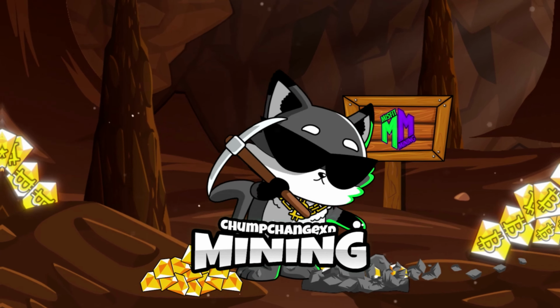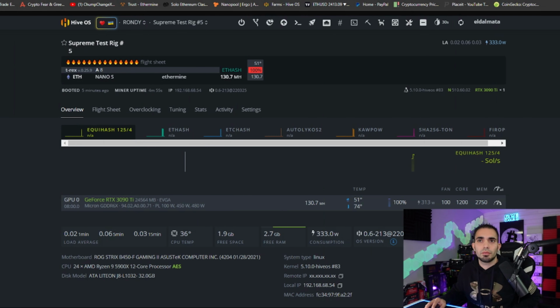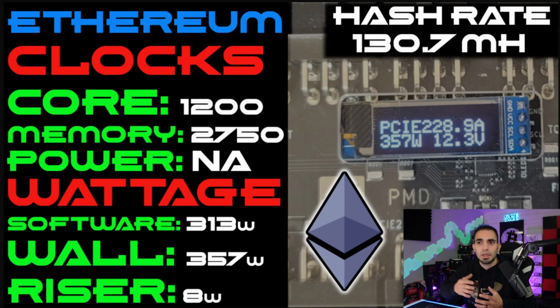All right, let's jump right into it. So we're going to start with Ethereum first. As you can see, we have 130.7 right here. It's actually reading the 3090 Ti, GeForce RTX 3090 Ti. We put the new driver in here. You can't see it because my camera's in the way, but it's the 510.60 driver. So I actually went ahead and put all of this together for you guys on a picture. As you can see, the PMD meter is right there. I'll leave a link to that thing down below if you guys are interested in it.